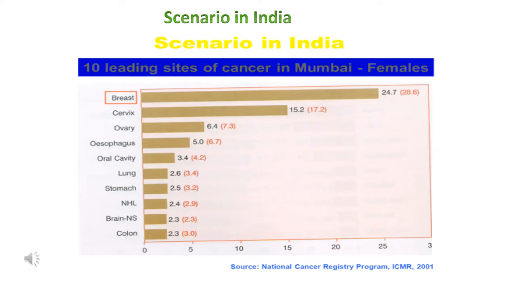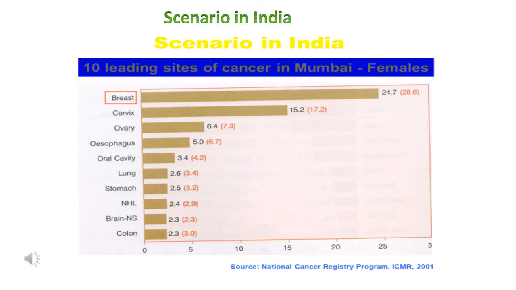Now let us see the statistical scenario in India for different kinds of cancer. So I took data from the National Cancer Registry Program, ICMR, 2001, and I found the 10 leading sites of cancer in Mumbai females. I could see that 24.7 percent of people are suffering from breast cancer, in comparison to cervix cancer at 15.2, ovary at 6.4, and esophagus at 5. Oral cavity, that is mouth cancer, comes to 3.4, lung cancer 2.6, stomach cancer 2.5, NHL 2.4, brain and neuro cancer 2.3, and colon cancer 2.3.